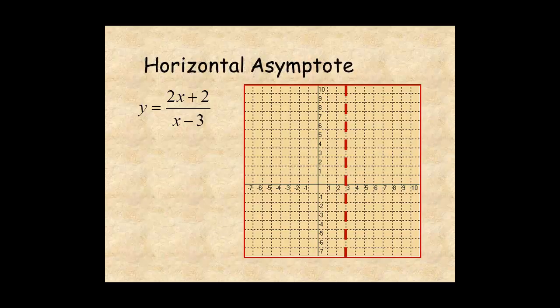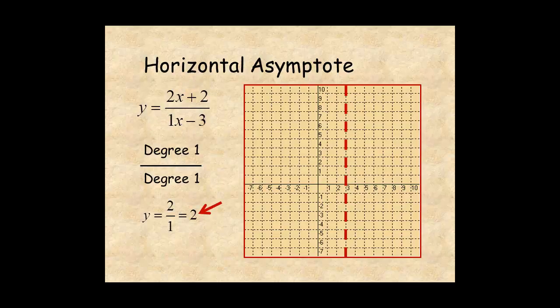For this rational function, the numerator is degree 1 and the denominator is degree 1. Since the degree of the numerator and denominator are equal, the HA is the ratio of the leading coefficients, 2 over 1. So the HA for this function is the horizontal line y equals 2.